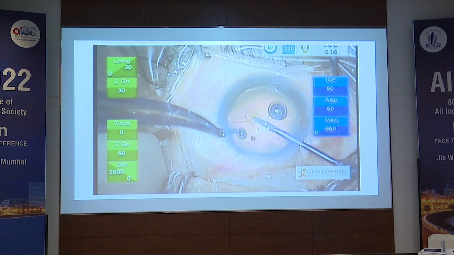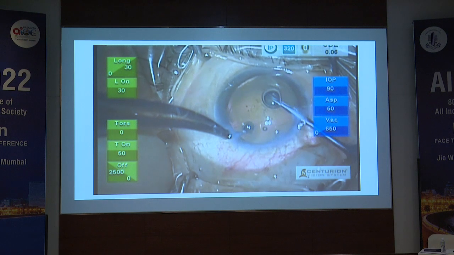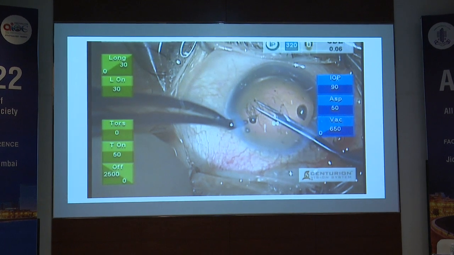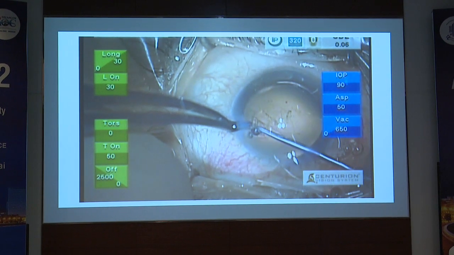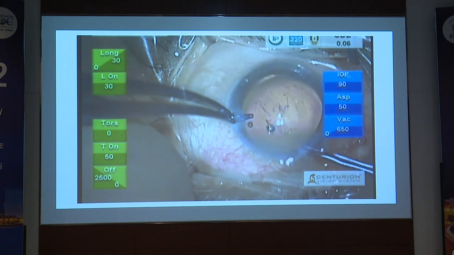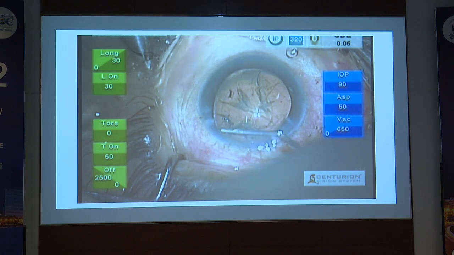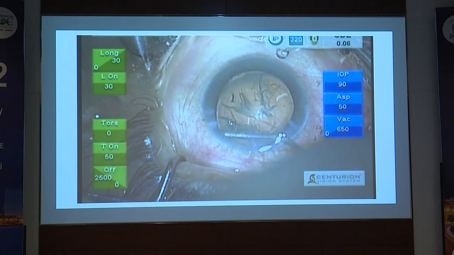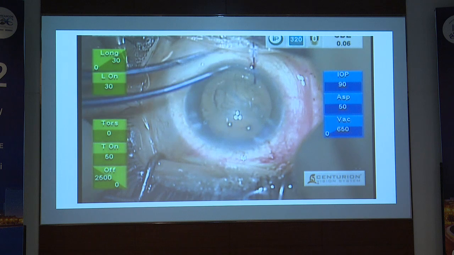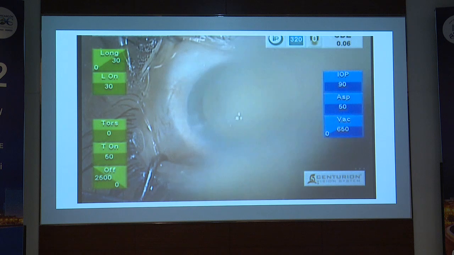So this is what happened. The lens is basically subluxed into the anterior chamber. So you have to do a small rhexis. Only when you have a good rhexis margin can you engage the rhexis with capsule hooks. So do a good hydrodissection, pop it up, and put hooks to stabilize the capsular bag.